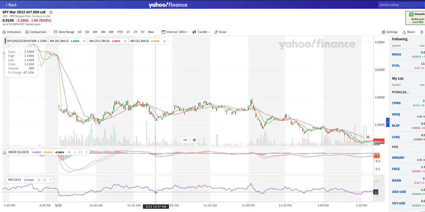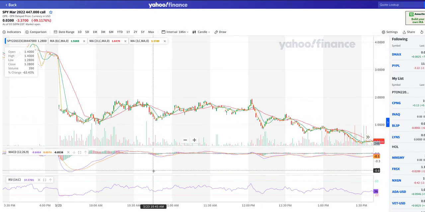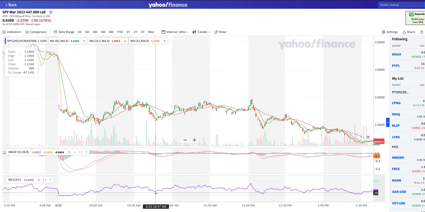See what I'm saying? And this is definitely a big divergence right here. It's telling you that even though this is a higher high here, this is a lower. This low right here is challenging this low down here.